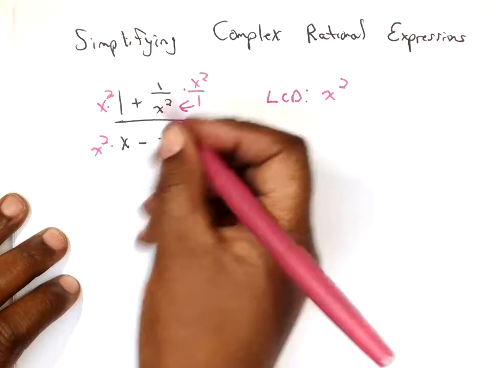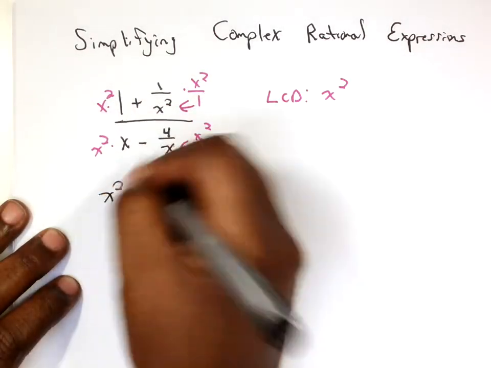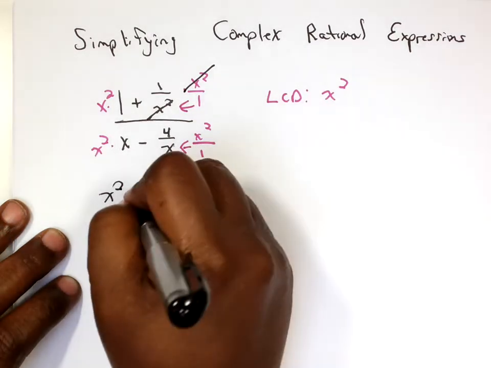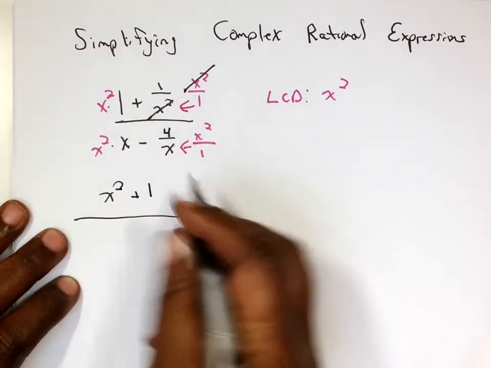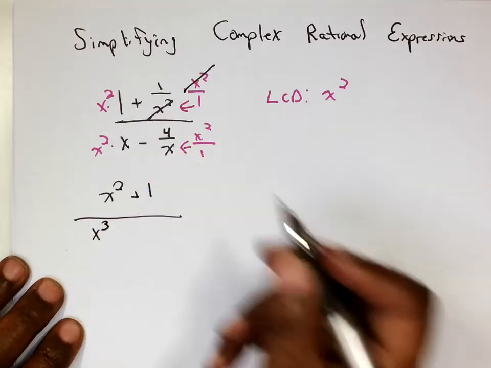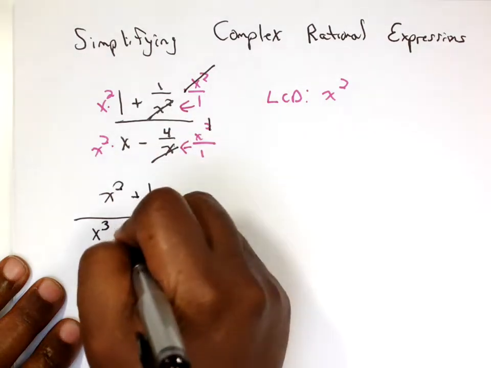So x squared times 1, that just gives me an x squared. The x squareds there are going to cancel, so that I just get a plus 1. Then down the bottom, x squared times x is x cubed. And this x will knock out one of those, so I'm just left with minus 4x.